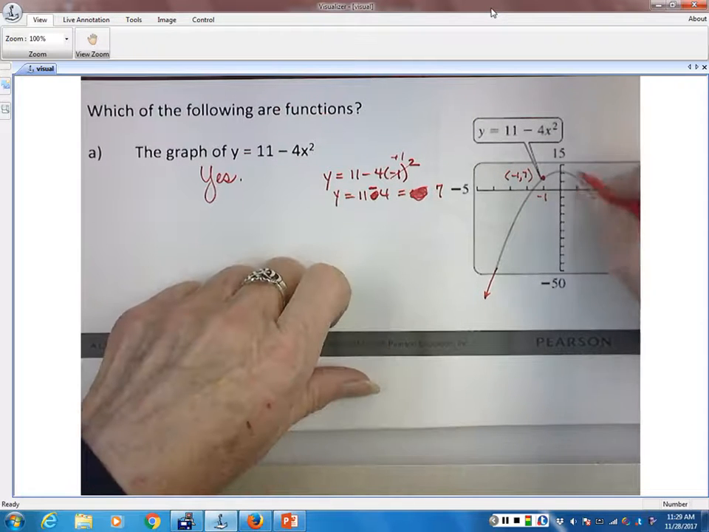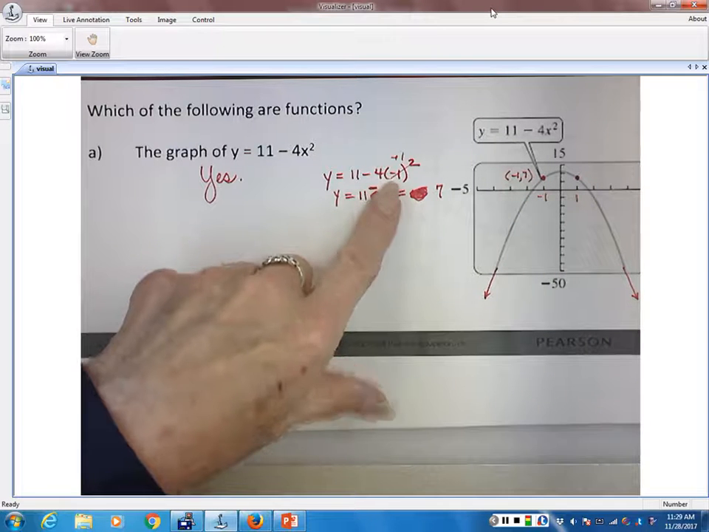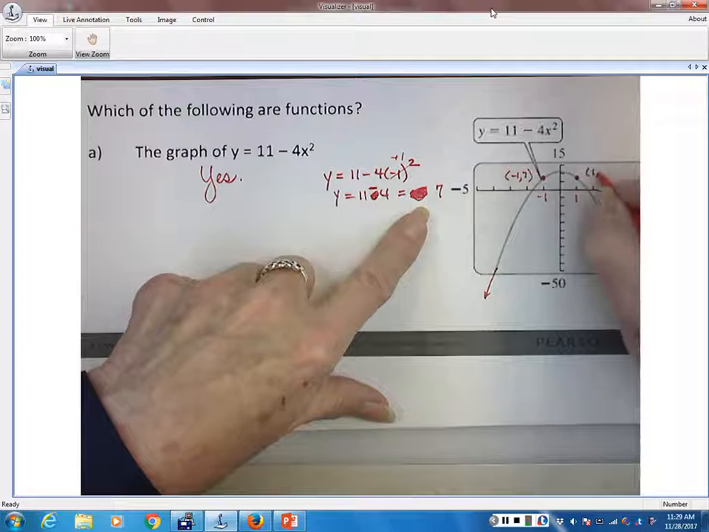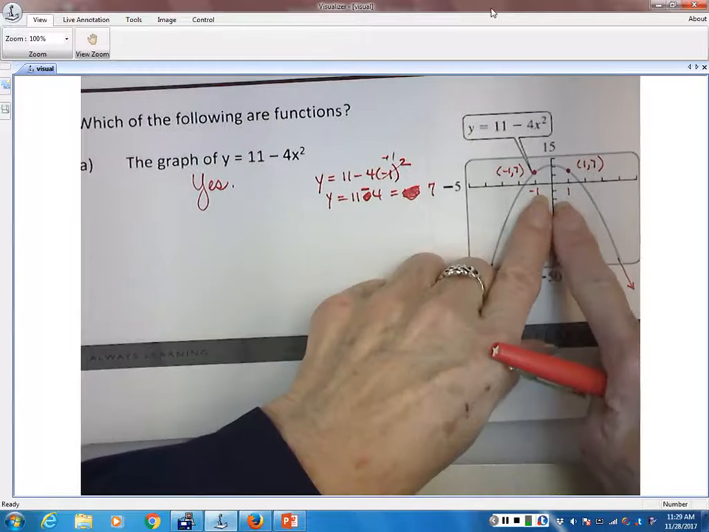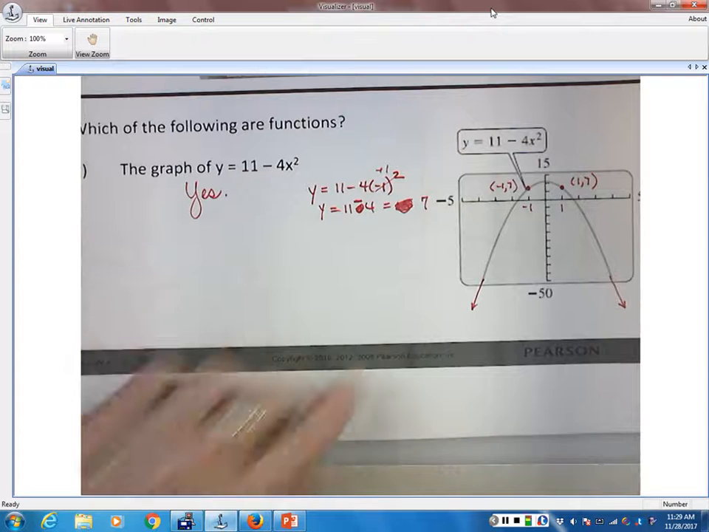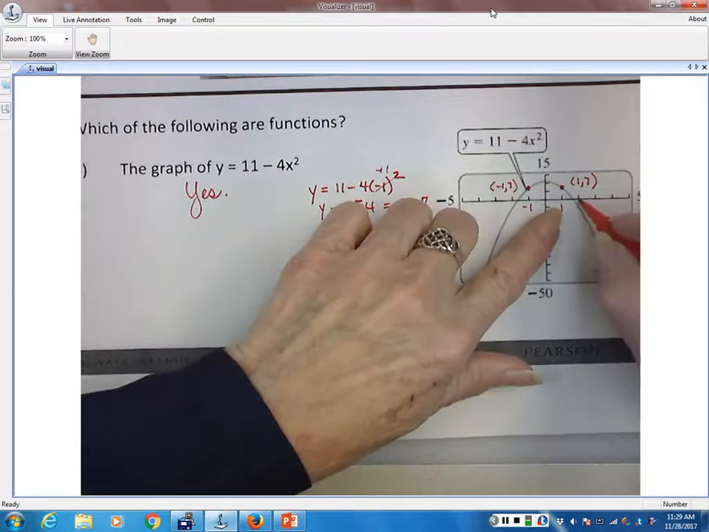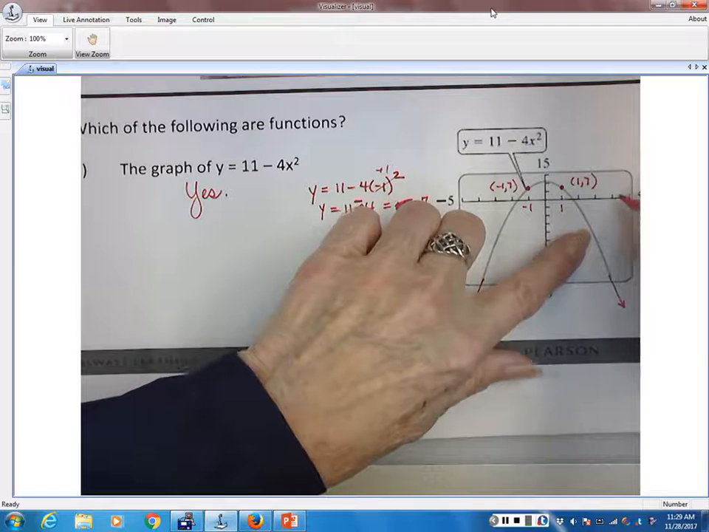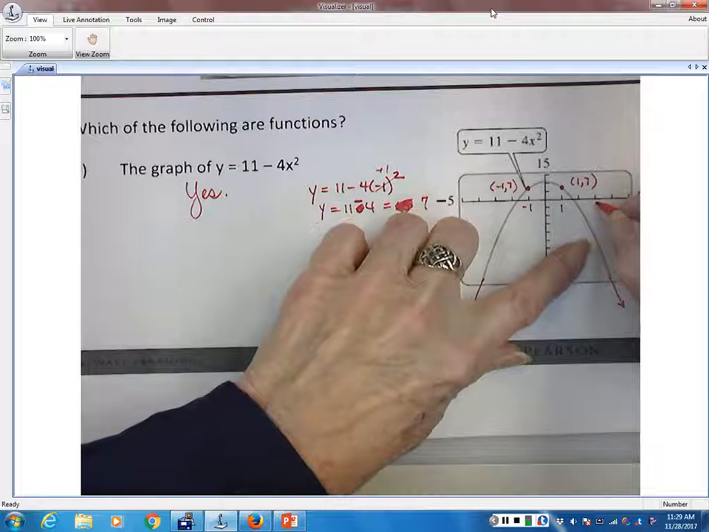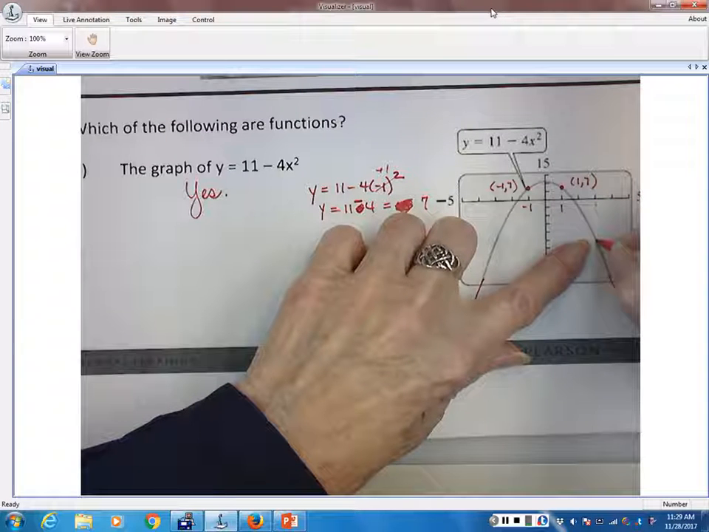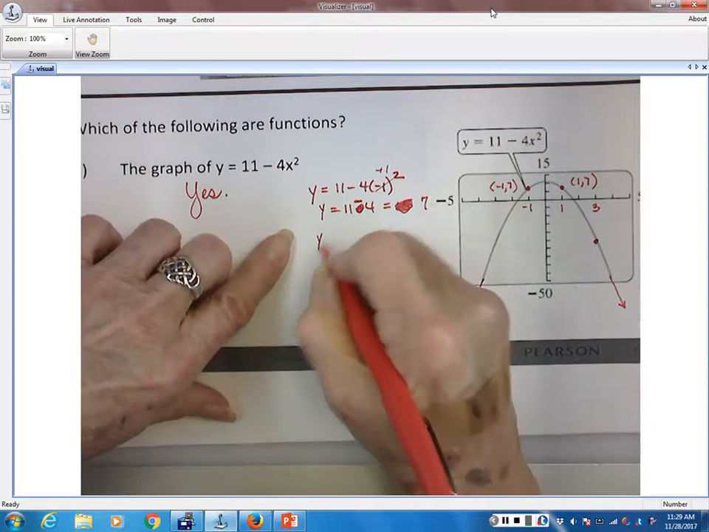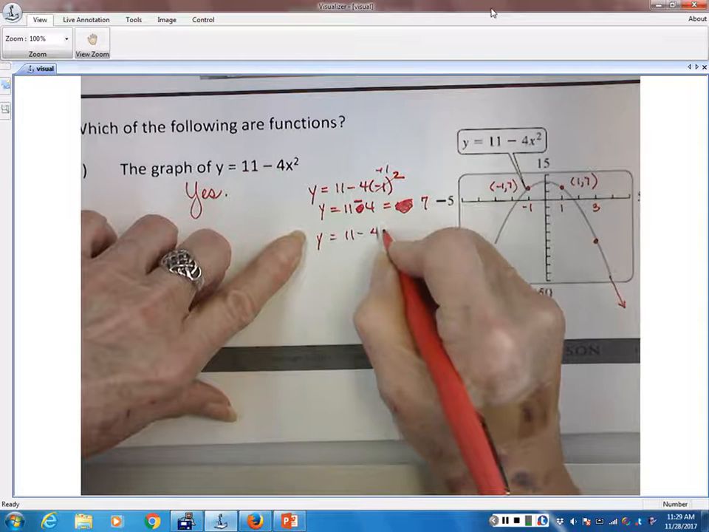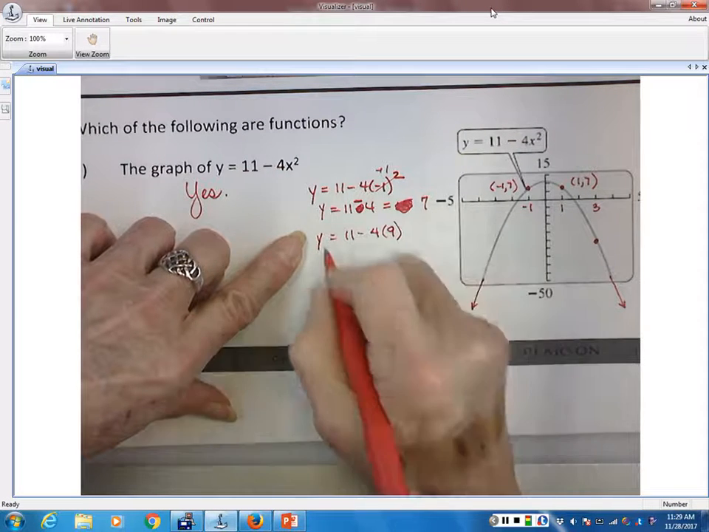Now the fact that I go over here to +1, if I plug in +1, I'm still going to get 7. That's not a problem, because these are different x values. These are your domain values. And the same thing if I were to use, let's see, 1, 2, 3. Let's try 3, because I can actually hit pretty close on 3. So if x is 3, three squared is 9.